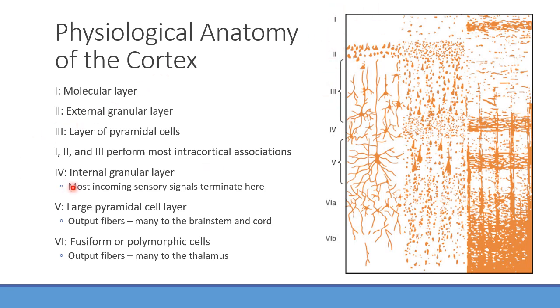As you get deeper, this is where incoming sensory signals are going to be terminating. And again, the thalamus is going to be very important for making sure we get all the sensory input coming to the right places. That's going to be important. And then there are a lot of output fibers here, right? Either going to the thalamus or heading to the brainstem and the cord. Those are your deeper fibers, typically longer, sending those signals longer distances, right?